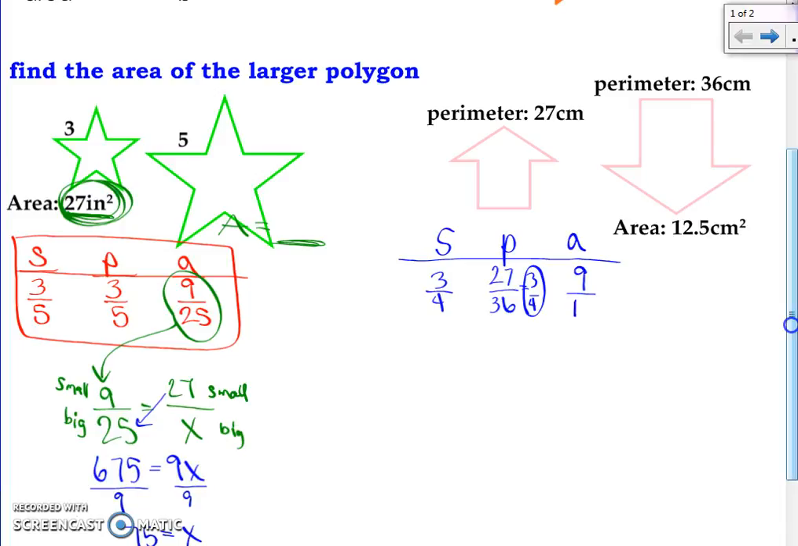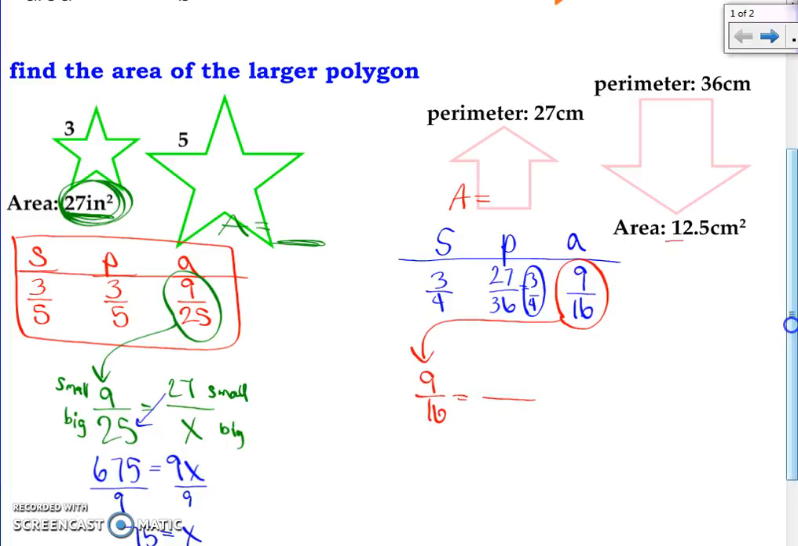9/16. We have to square the numbers. So 3 squared is 9, 4 squared is 16. You just square the... yep. All right, so we are looking for, again, a missing area. So if we're looking for an area, we will grab the area ratio.